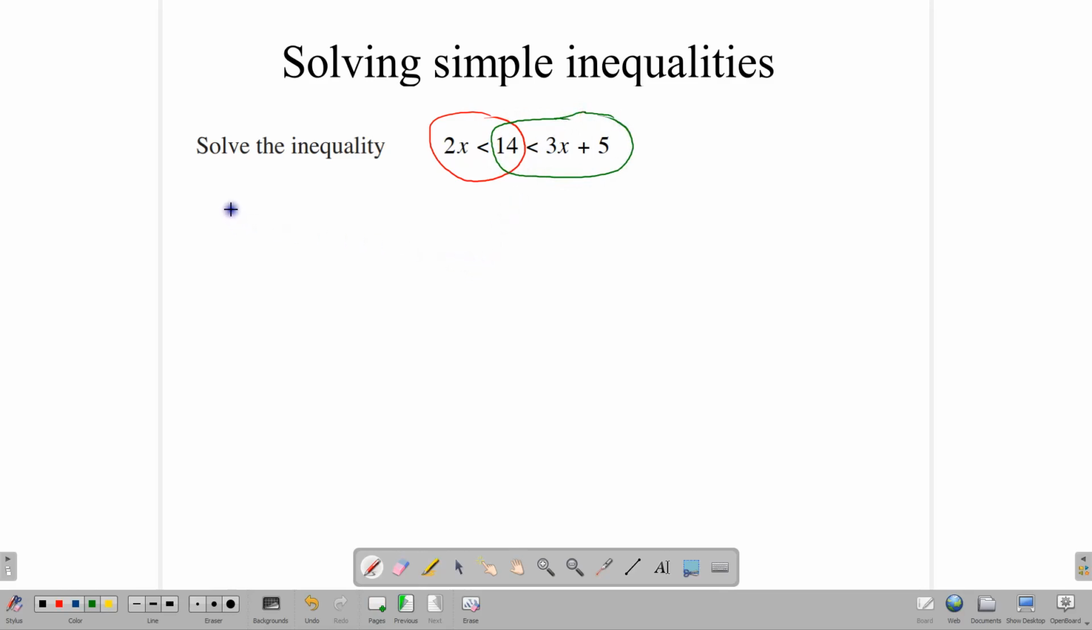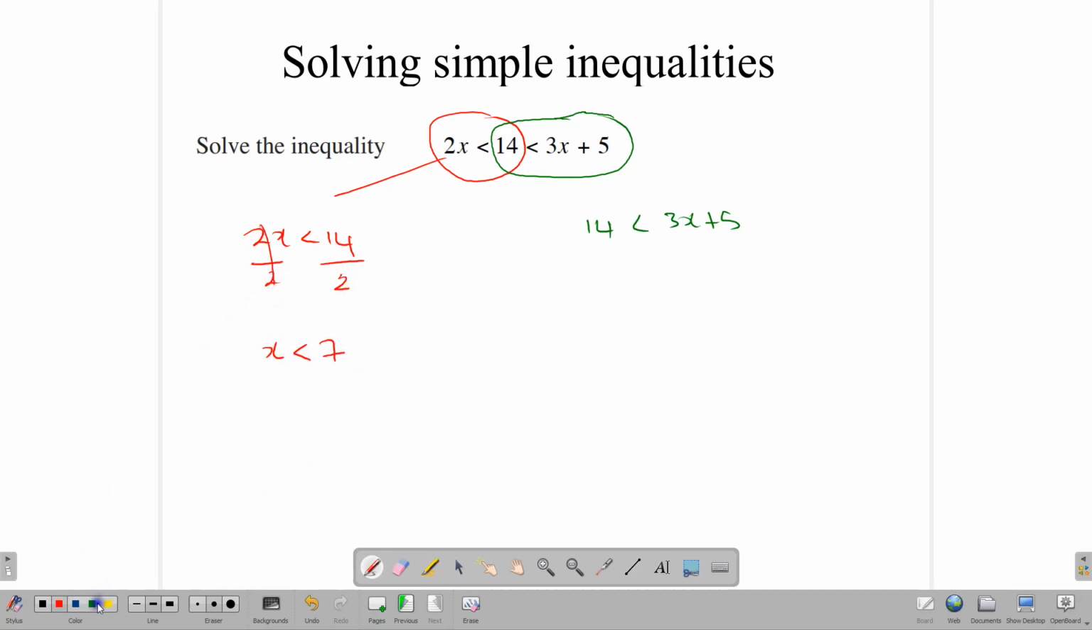So we end up with 2x is less than 14. That's from this one. And here on the other side in green, we have 14 is less than 3x plus 5. So here we can solve this one. We are dividing by a positive number, so we can simply say that x is less than 7.